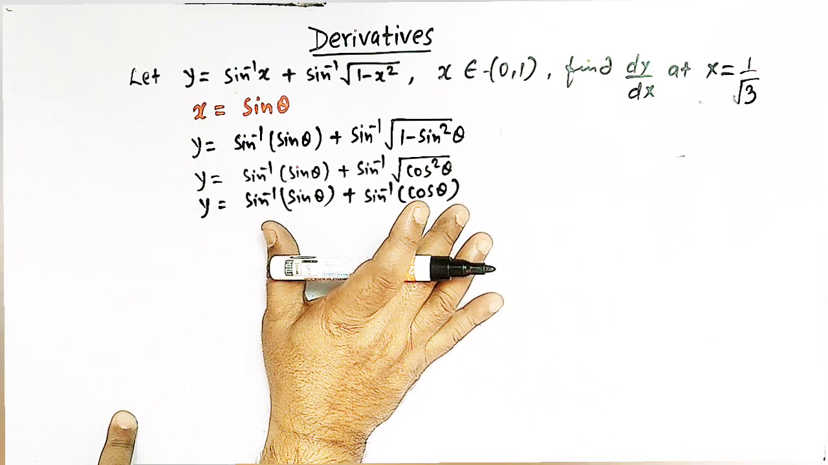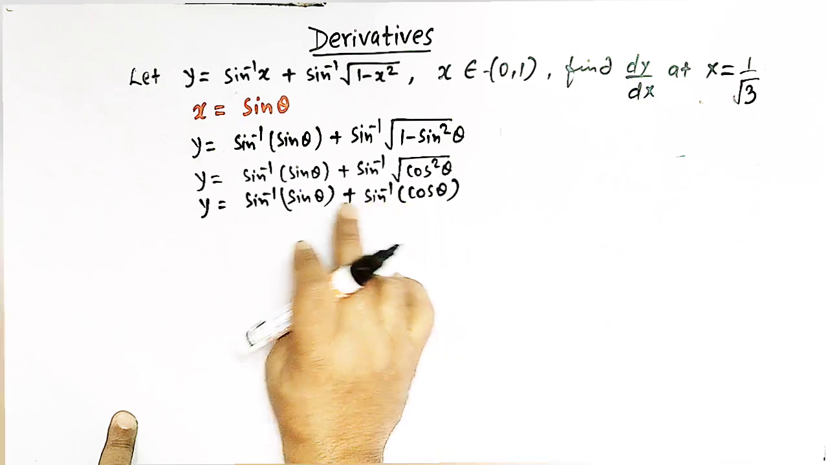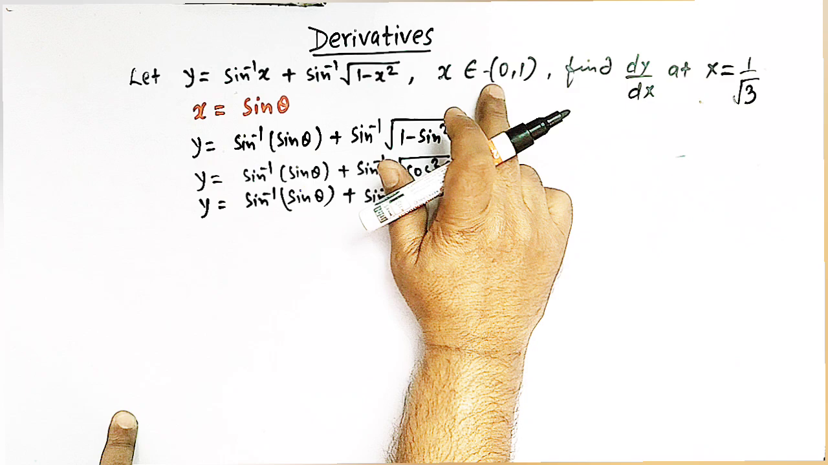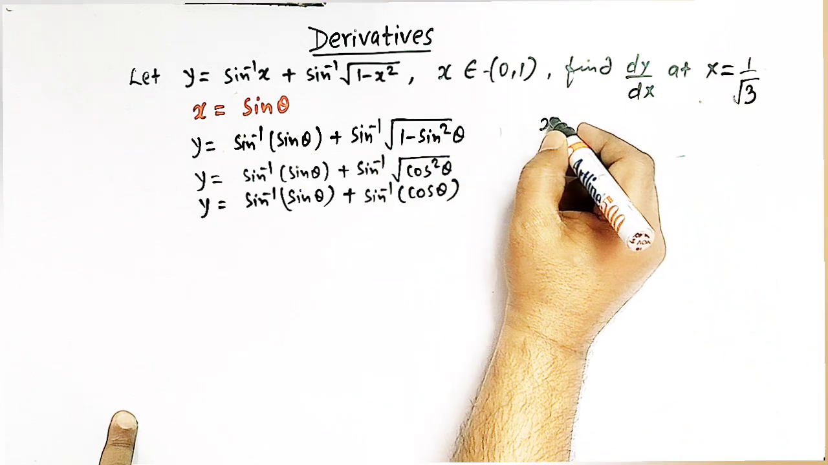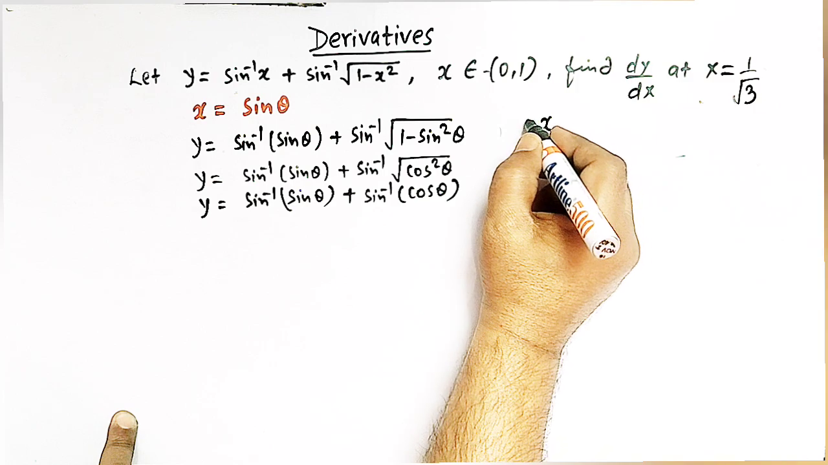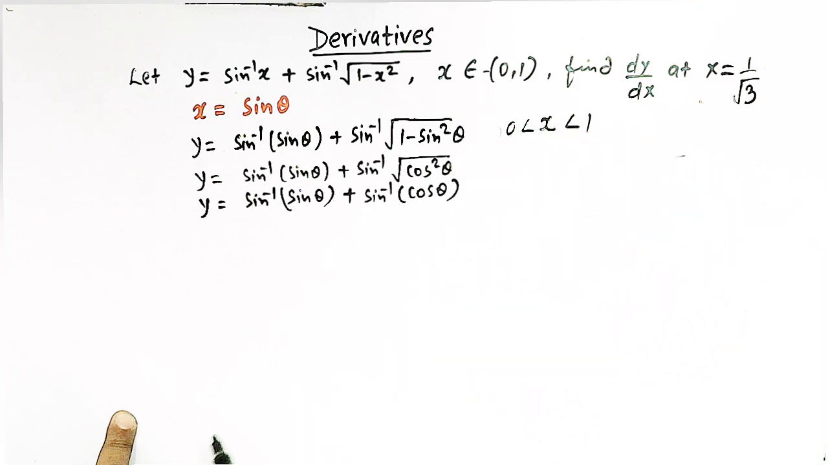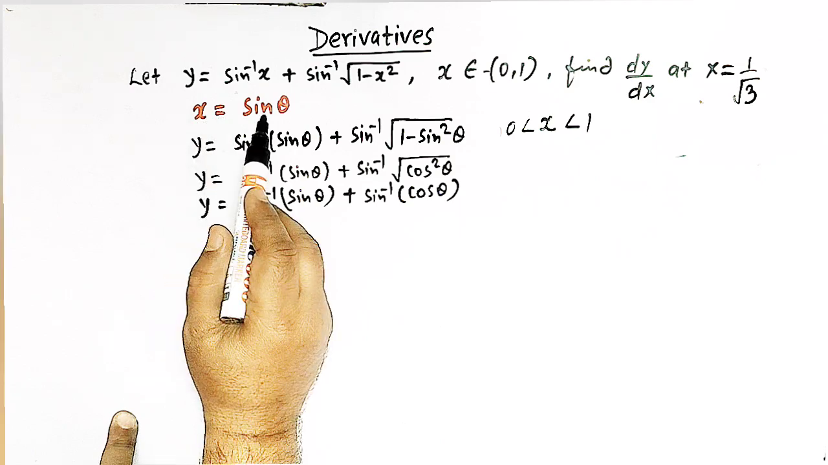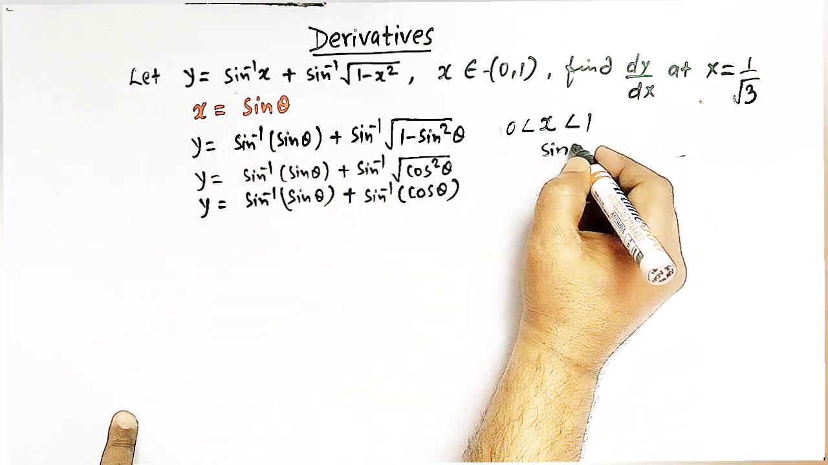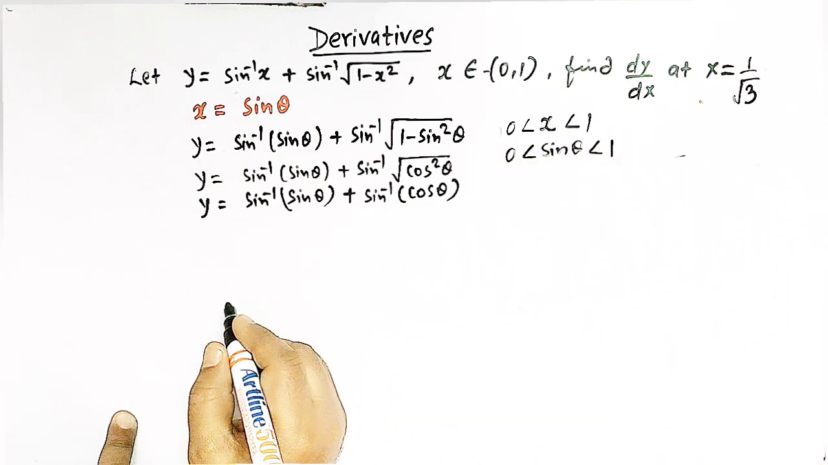So now we have to simplify this expression containing theta by using this condition. So here we are given that x belongs to the open interval 0 comma 1. So x is greater than 0 but less than 1. Now here we have taken x is equal to sine theta. So this implies that sine theta is greater than 0 but less than 1.